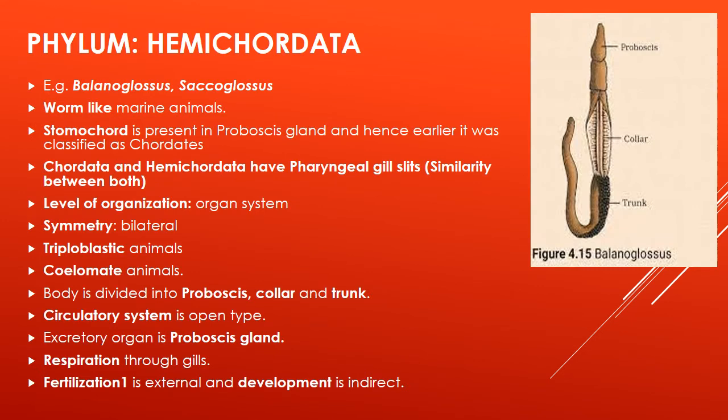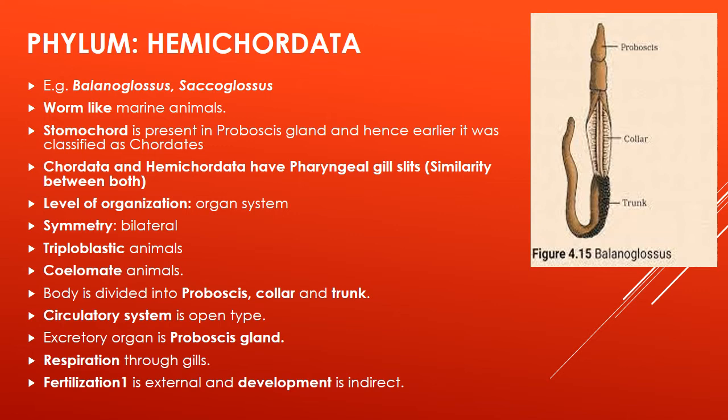Earlier these organisms were classified under chordata, but later removed because notochord is absent. Instead of notochord, they have a notochord-like structure within the proboscis region of the organism. You could see the diagram there, proboscis at the anterior position. It contains a small notochord-like structure called the stomochord. Remember, they are worm-like marine animals. Examples: Balanoglossus, Saccoglossus. So they have a stomochord that is present in the proboscis, hence earlier it was classified as chordates.